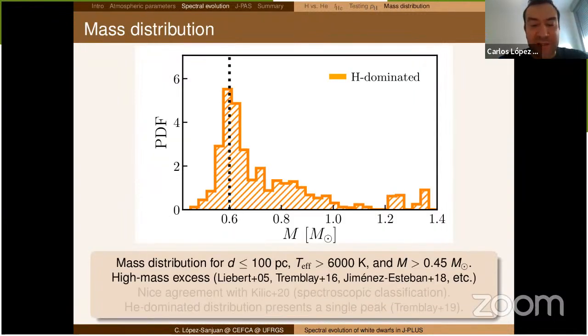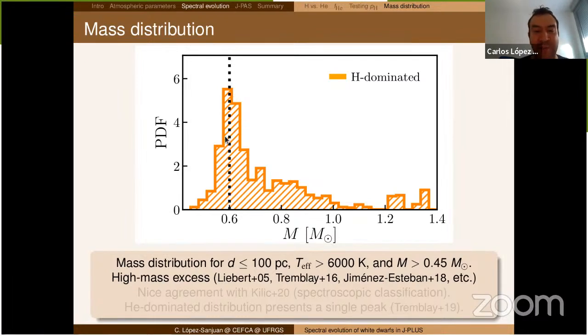This is what we did here again to test our classifications. This is the mass distribution for the objects that we have closer than 100 parsec, with a temperature higher than 600 Kelvin, and again with a mass higher than 0.45. So what we did is make this histogram of the mass weighted with the probability of being hydrogen dominated, so all the sources are here. If your probability is 0.5, it's going to count as 0.5 sources in the histogram. This is fair because the probabilities are well calibrated.